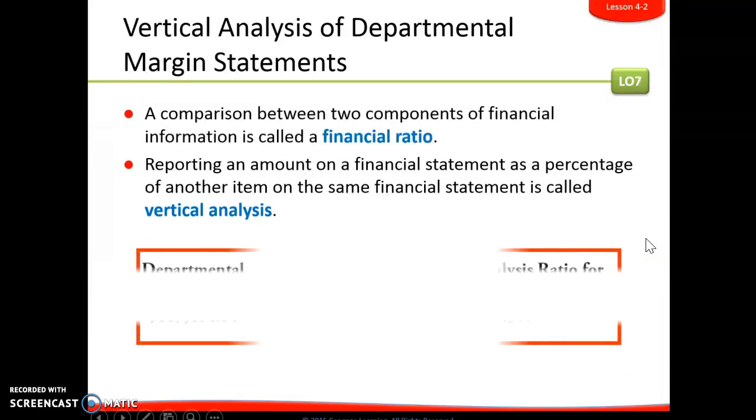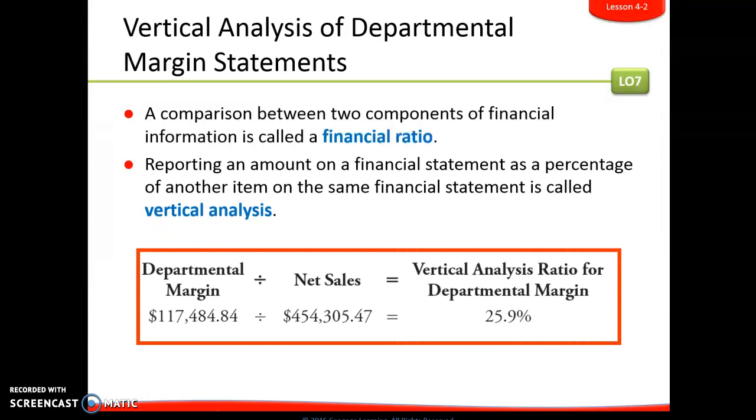A vertical analysis of departmental margin statement. So a financial ratio is a comparison between 2 components of financial information. Vertical analysis is reporting an amount on a financial statement as a percentage of another item on that same financial statement. So here what we're looking at is we're going to take the departmental margin divided by the net sales.